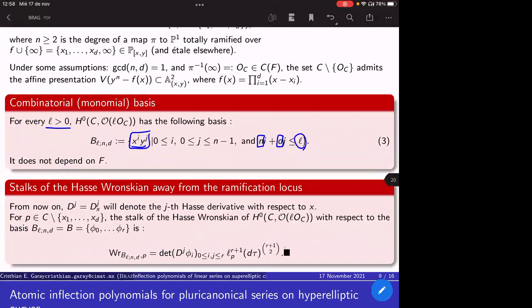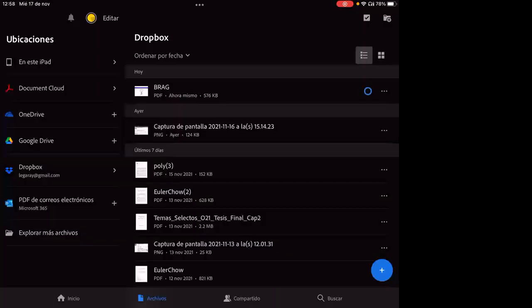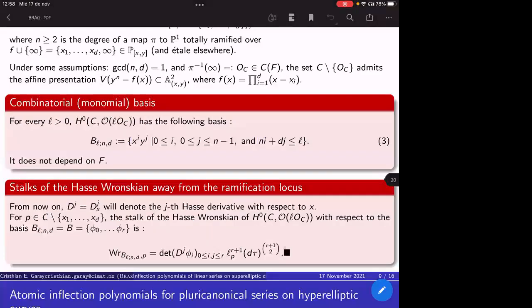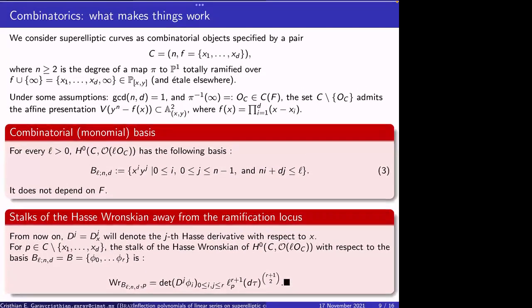Okay, so let me go back to my discussion. Again, I want to stress that the fact that allowed us to go very general in this case is the particular composition of this monomial basis, which is defined over any field, in fact, over any ring.